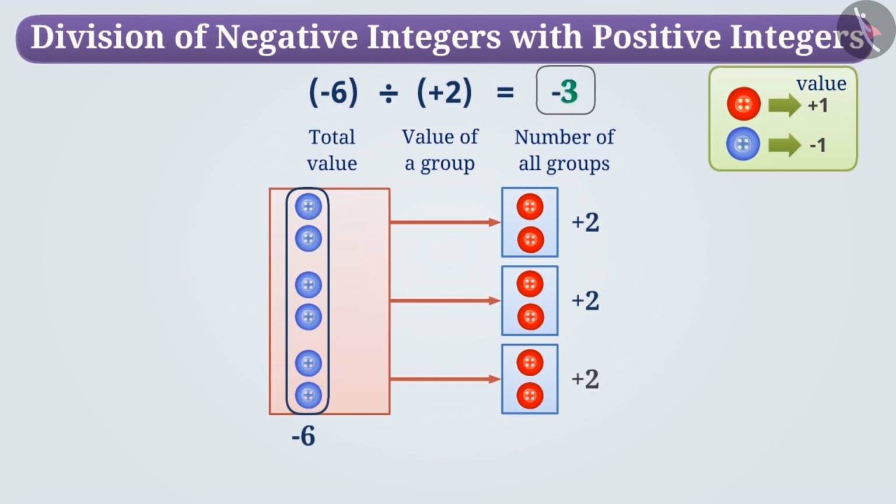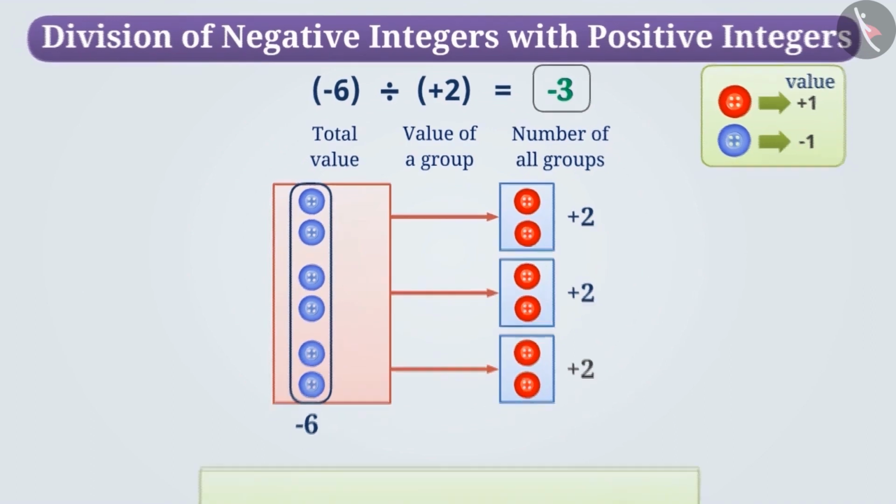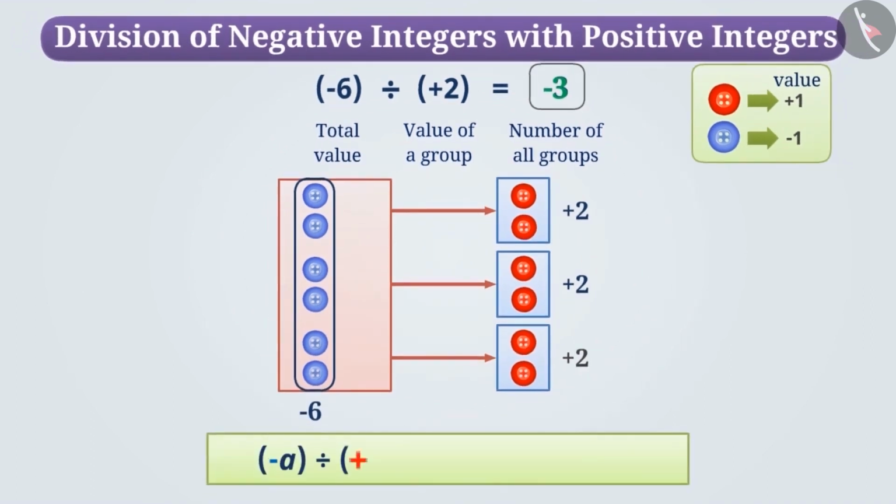Here the 3 shows 3 groups and the minus sign shows the action of subtraction. In broad terms, we can say that the quotient obtained by dividing a negative integer by a positive integer is negative. Your divisor cannot be 0.